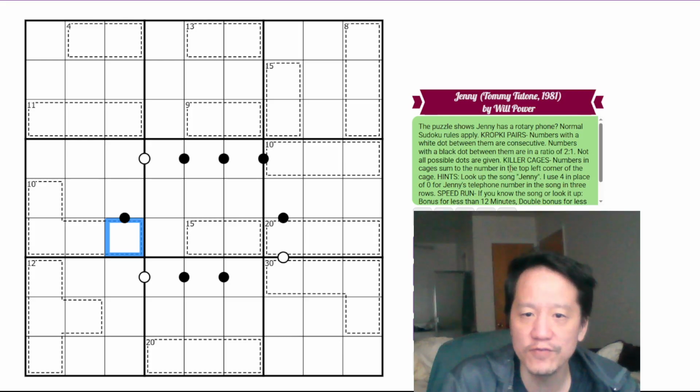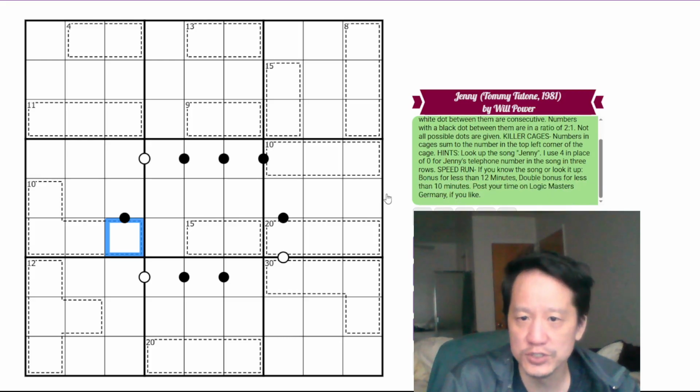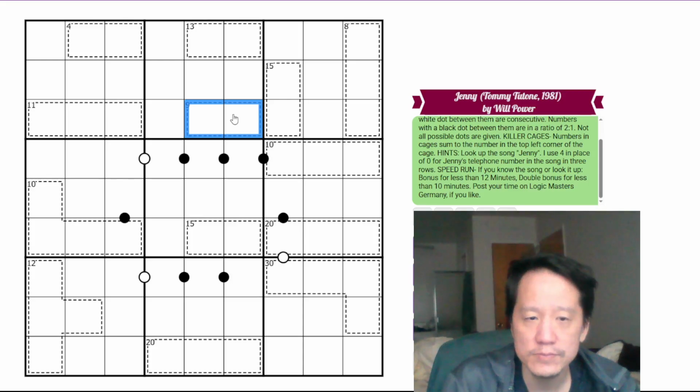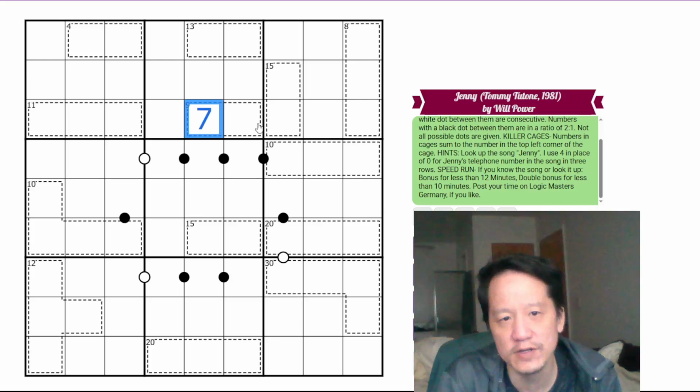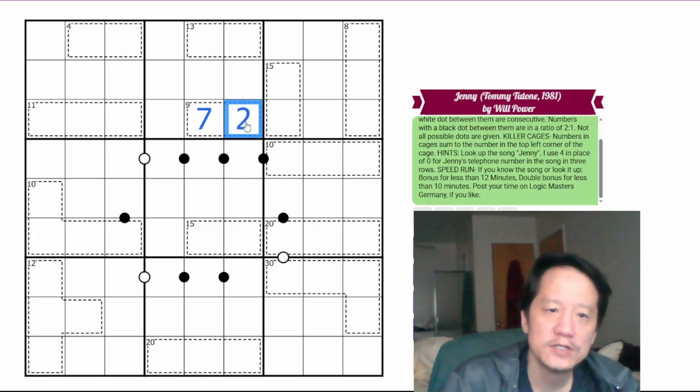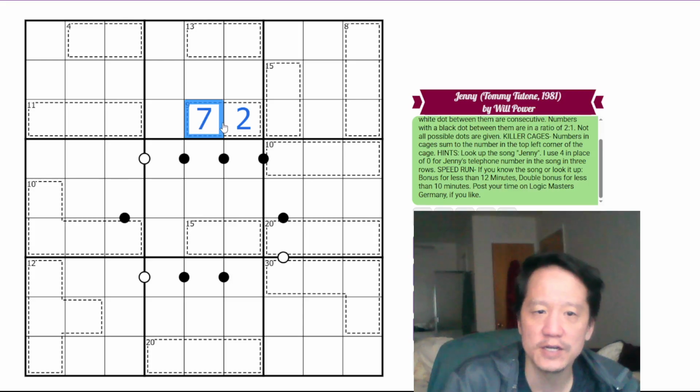We also have killer cages, where numbers in cages sum to the number in the top left corner of the cage. So these two digits must add up to 4, these 3 must add up to 11, these 2 must add up to 9, these 2 must add up to 13, these 2 must add up to 15, these must add up to 8, etc. So, for example, if this were, say, a 7, this would have to be a 2 to make sure that these two digits add up to 9. And that's how killer cages work.